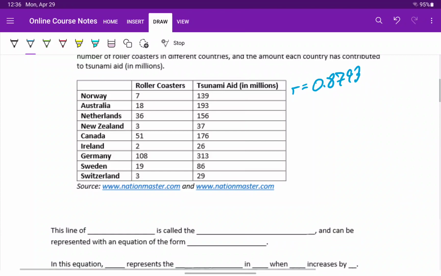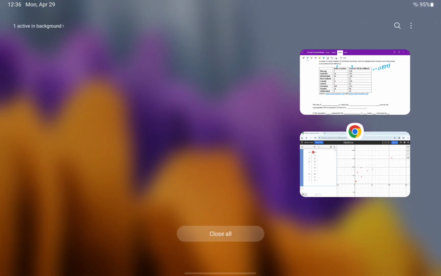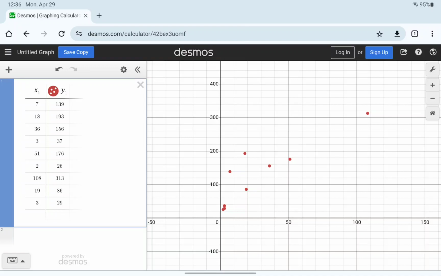Now what we want to do is construct that line of best fit using our value for number of roller coasters as X, our value for tsunami aid as Y, which I already have plugged into Desmos.